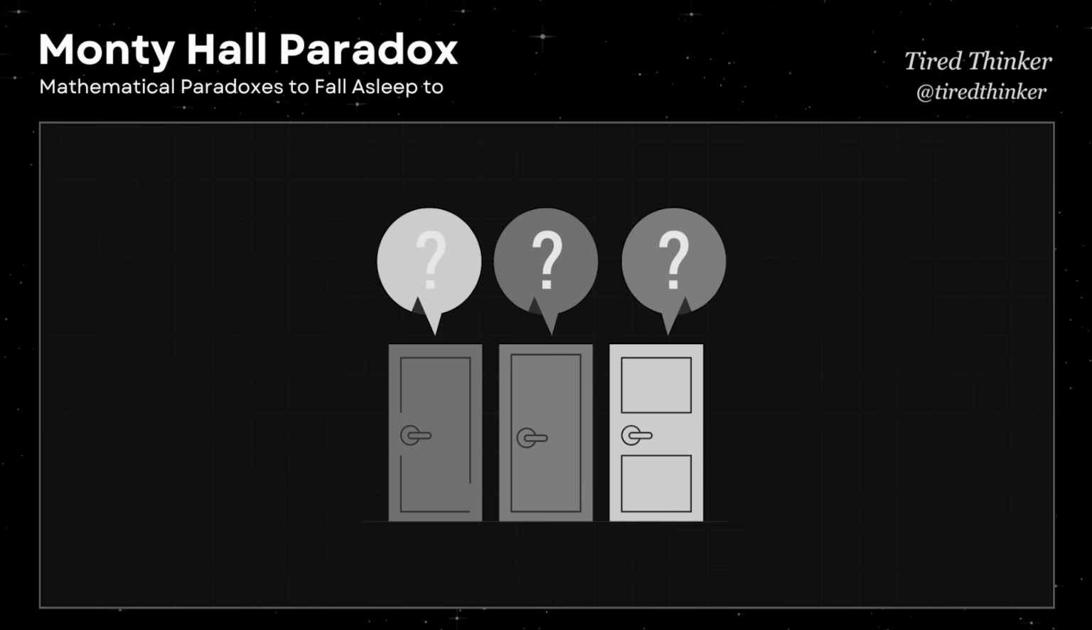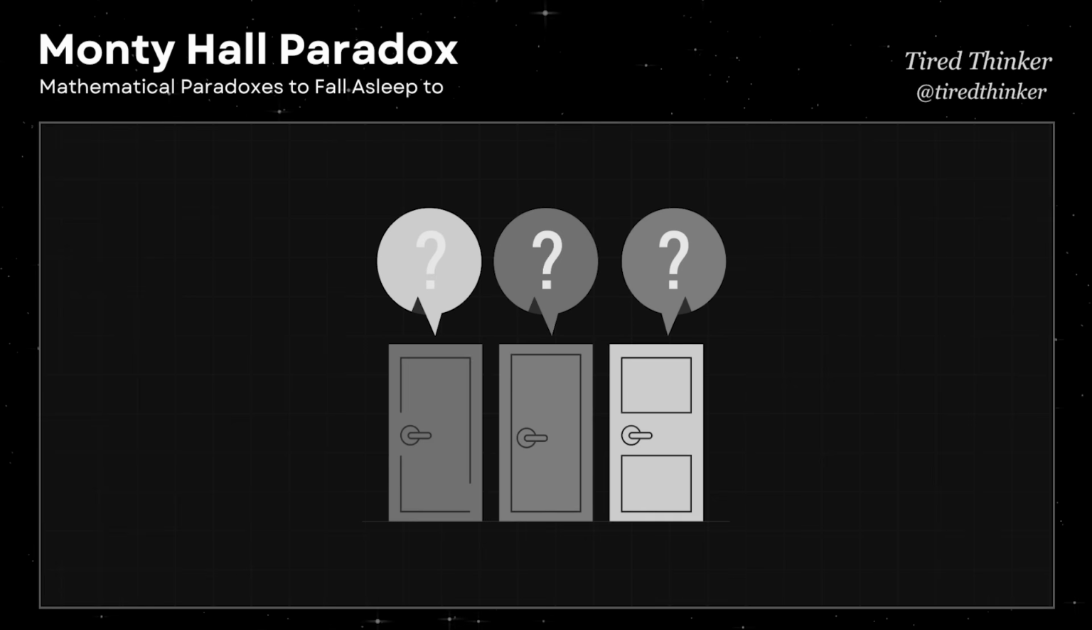This is incorrect. Switching actually doubles the chance of winning. To understand why, think about the contestant's first choice. There are three doors, and only one has the car. That means the chance of picking the car on the first try is 1 out of 3. The chance of picking a goat is 2 out of 3.